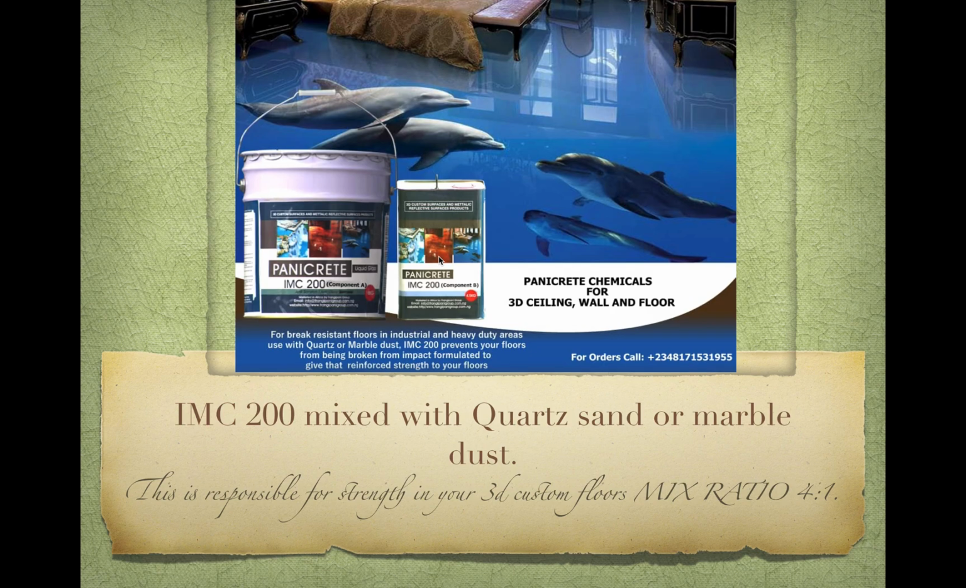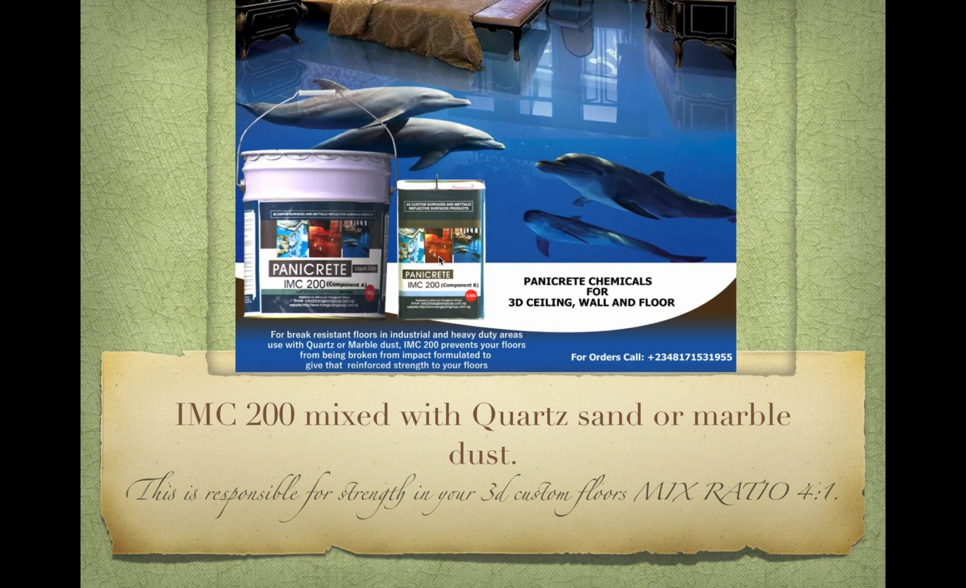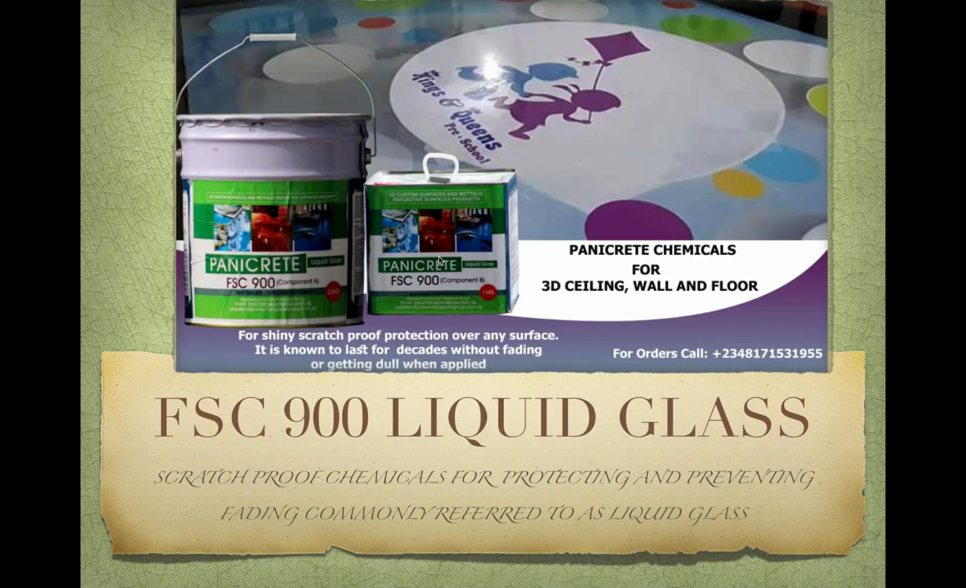You apply the PRM 100 with a paint roller. You apply the IMC 200 with a trowel. A trowel is what you use in applying the IMC 200 because it is like a screeding material. You use it to screed over the floor. You can now apply the FSC 900 chemical with either a paint roller or a screed trowel, plastering trowel or a screeding trowel, whichever one works for you, to spread the FSC 900.